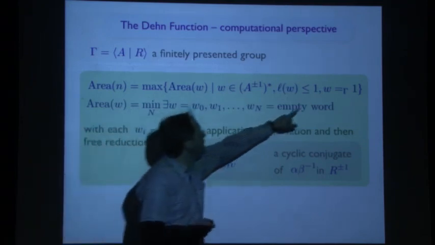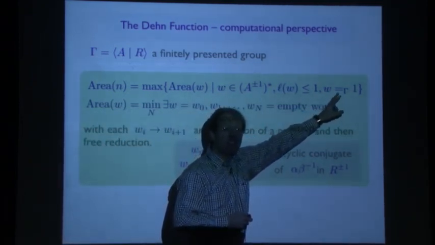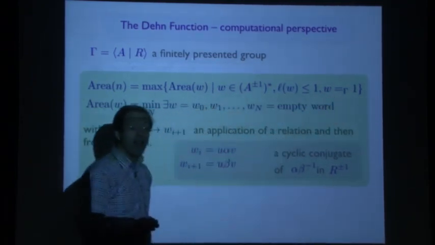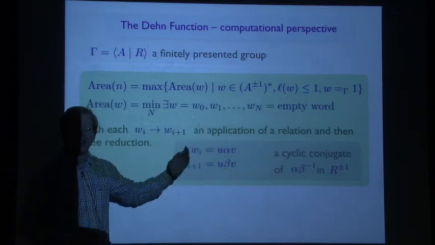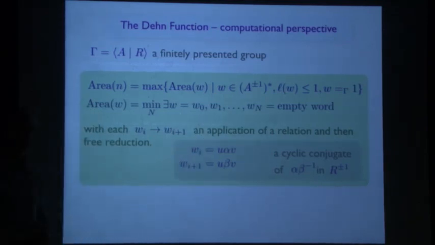Well, if the word represents the identity, which it will as a consequence of the defining relations, this is one sense in which that's true. So it's sometimes called the Dehn proof system.